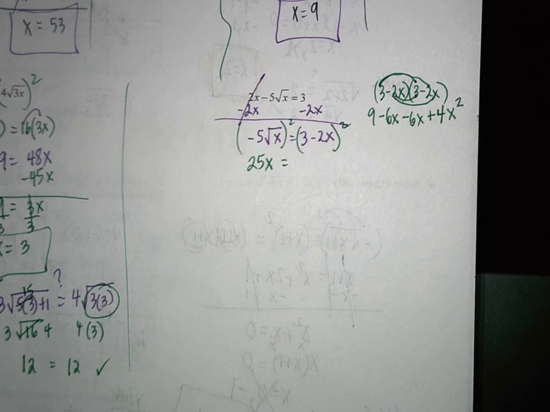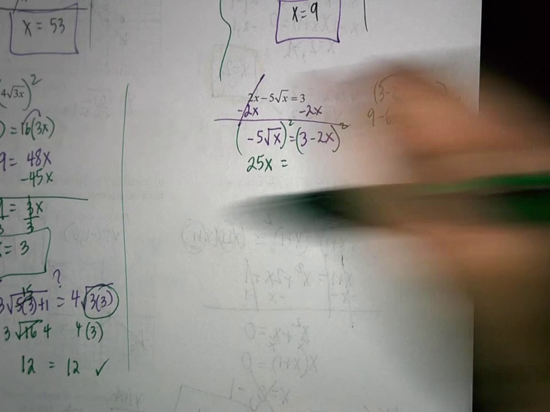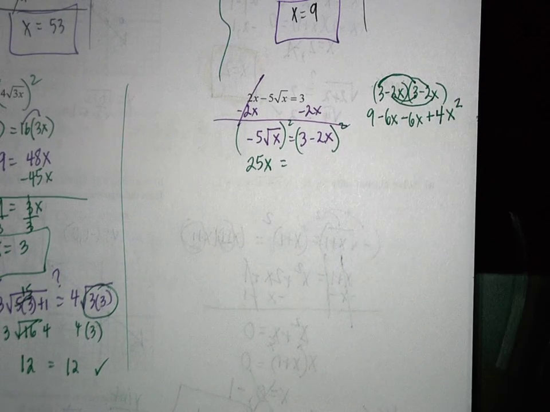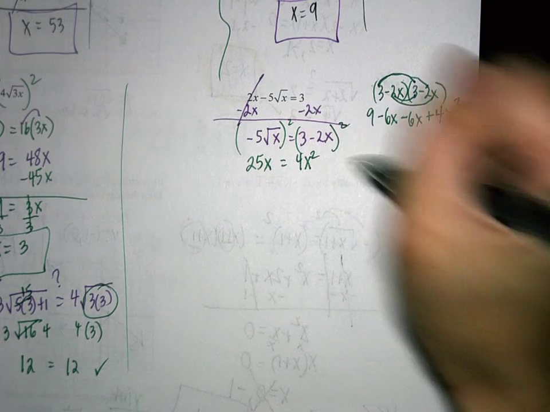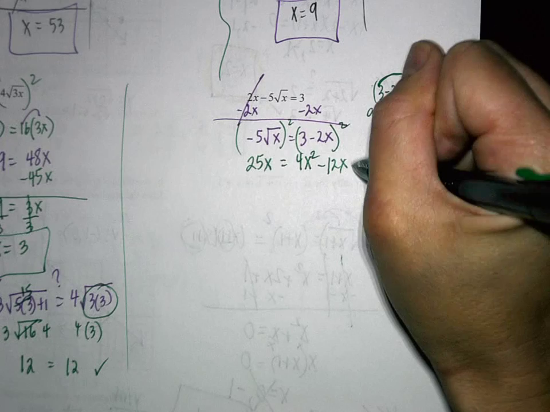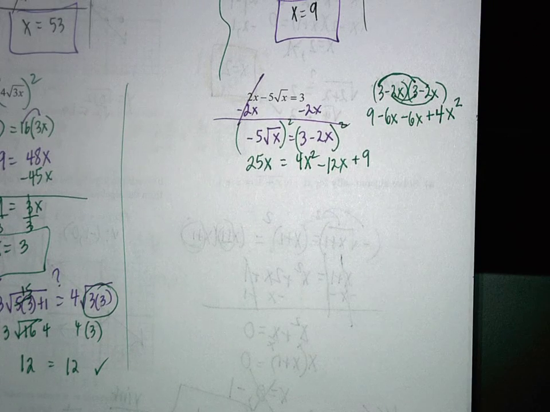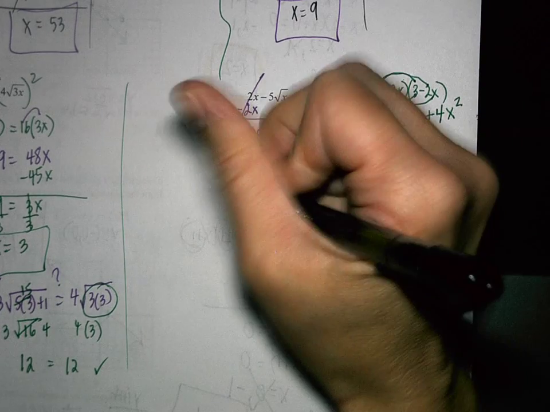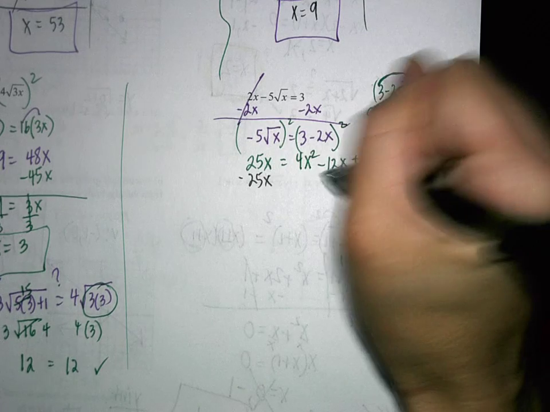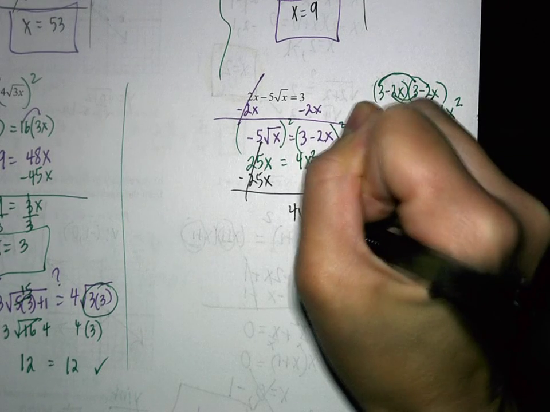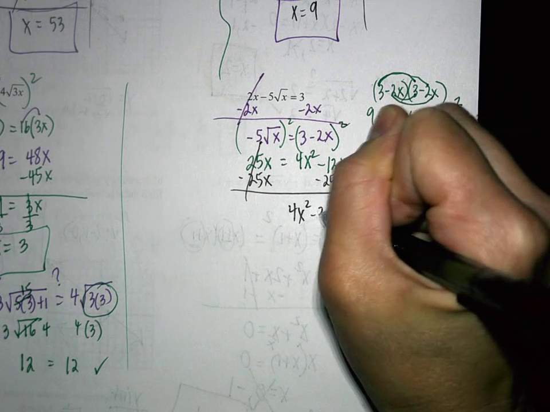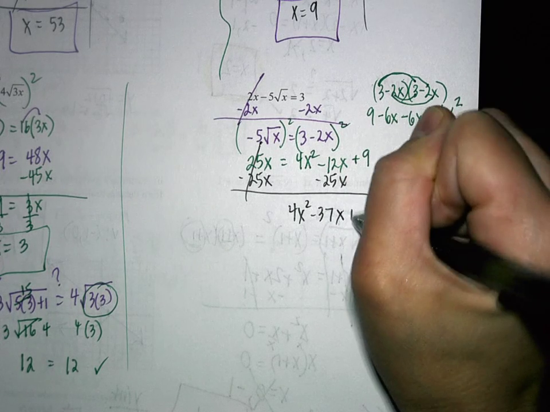Now, when I write this, I'm going to write it in descending order. So how will I write it right here? 4x squared minus 12x plus 9. Perfect. Now what? Subtract 25x to both sides so that it's set equal to 0. This cancels. We get 4x squared minus 37x plus 9 equals 0.